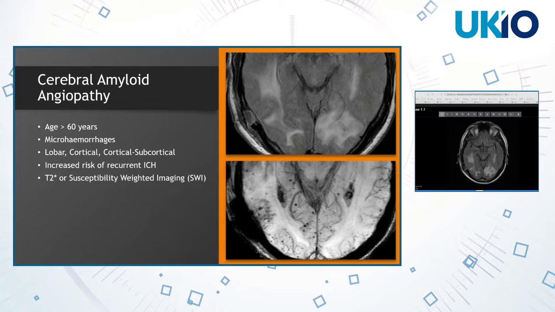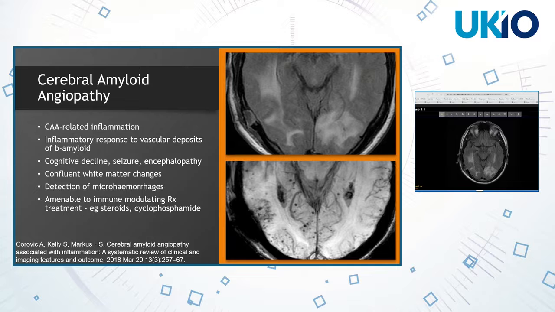Thank you. They confer an increased risk of intracerebral hemorrhage. But what we're seeing in this particular case is a specific phenomenon known as amyloid angiopathy-related inflammation. It's thought to be an inflammatory response to the beta amyloid deposits within the blood vessels. So that will also present with seizures, cognitive decline, and encephalopathy.